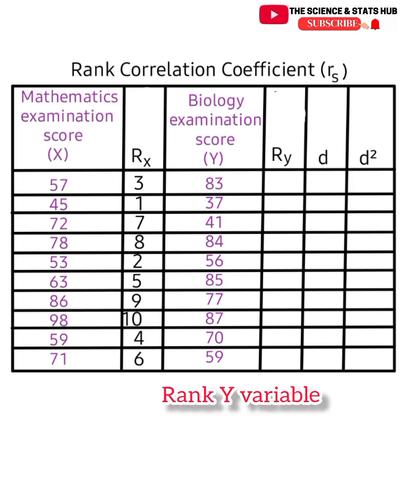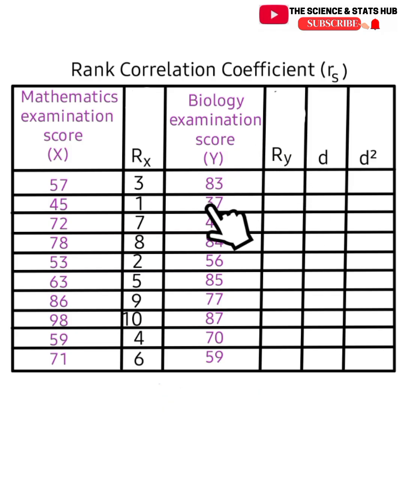Now let's proceed to ranking variable y, that is the biology examination score. We represent that with RY. The least value here being 37 takes the rank value of 1, followed by 41, which takes the rank value of 2, 56 takes the rank value of 3, 59 takes 4, 70 takes 5, while 77 takes 6, 83 takes the rank value of 7, 84 takes 8, 85 takes 9, while 87 takes the rank value of 10.